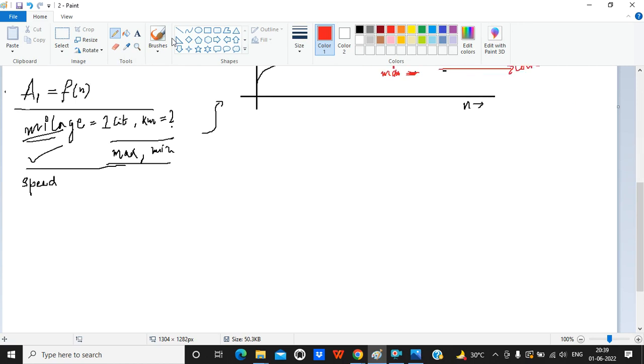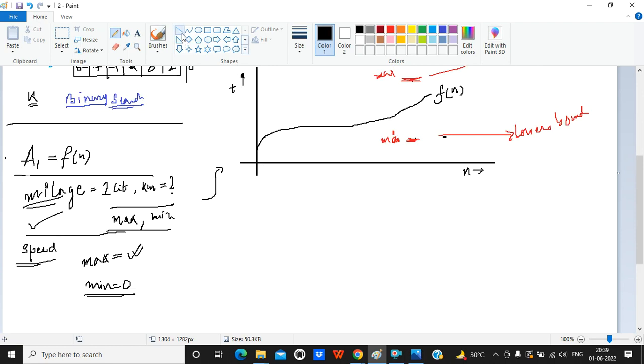Now there are some other cases. Suppose we consider speed, then tell me, we need only the maximum speed, right? Do we really need any minimum speed? Because the minimum will generally be 0. We generally will not concentrate on the minimum speed. We require only the maximum speed. So in that case, we can have a graph something like that.